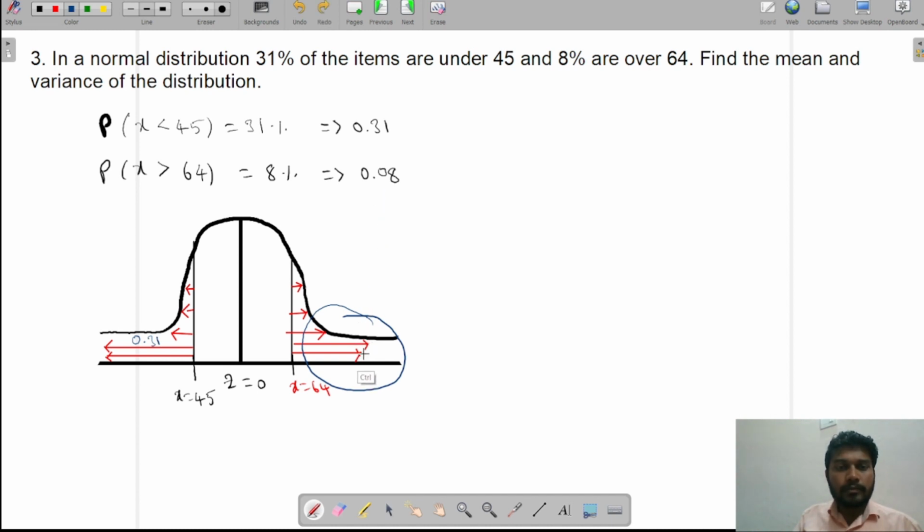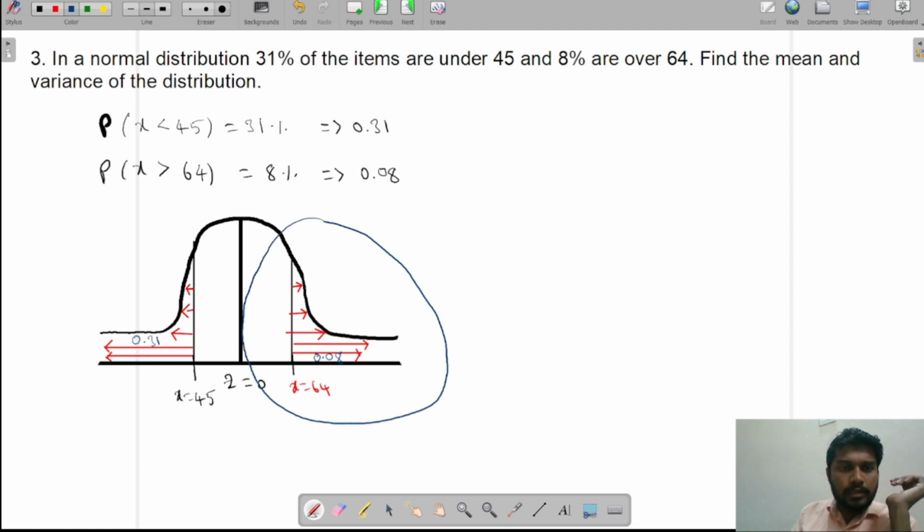0.08, right? Okay, now see, this is about the given question. Whatever we talked till now is about the given question only. Now what I wanted to say here: we know this half of the area is 0.5 and this half of the area is also 0.5.